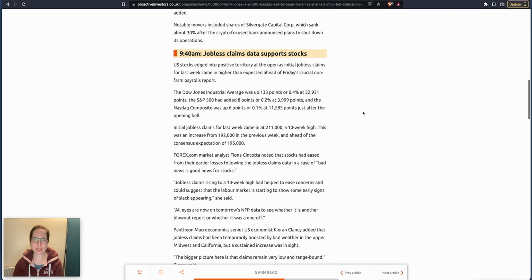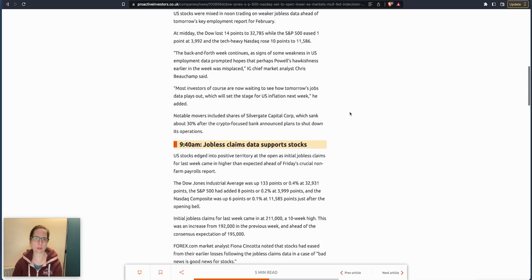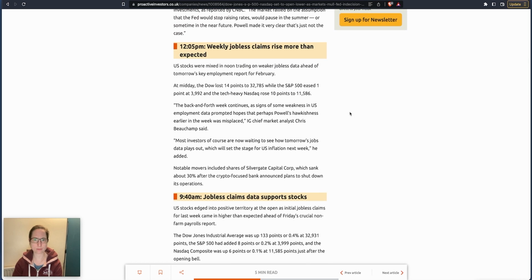Jobless claims data supports stocks. US stocks are edging into positive territory at the open as initial jobless claims for the last week came in higher than expected ahead of Friday's crucial non-farm payrolls report. The Dow Jones Industrial Average was up 133 points. S&P added 8 points. So even though the jobless claim for the last week was a 10-week high, an increase of 192,000 in the previous week, it seems to have had a bit of a good effect on the price of the stock market.